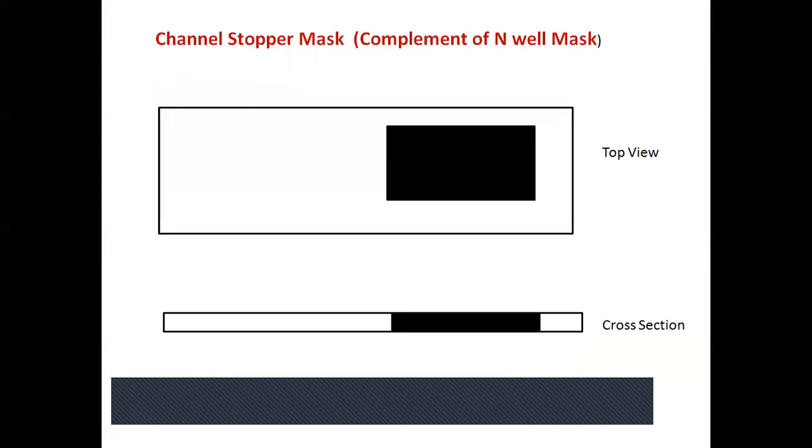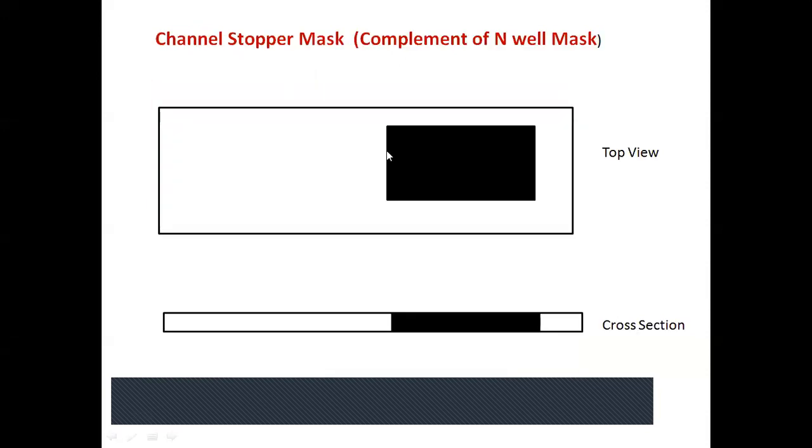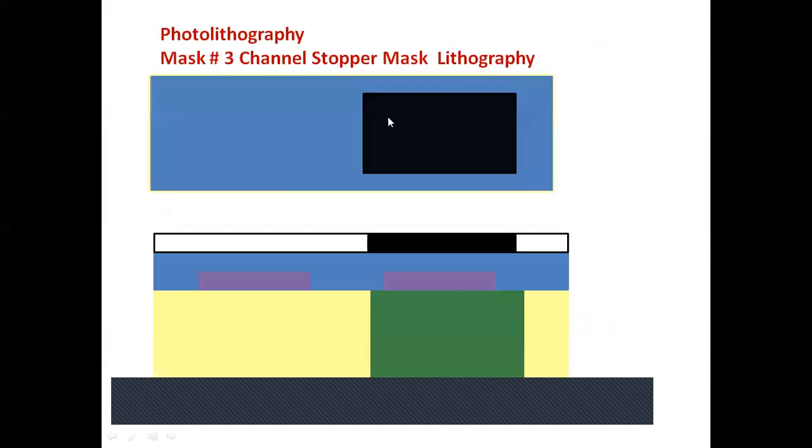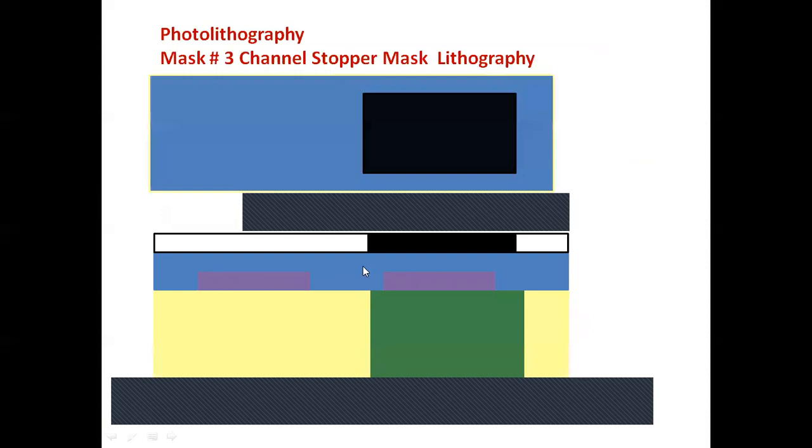After this oxidation, there is one more mask that is called the channel stopper mask. Channel stopper mask means it is used to increase the threshold voltage, or to enhance the isolation properties of the channel. Therefore, the channel stopper mask is used. So this is also a clear field mask. And after photolithography, see, this is the photolithography.